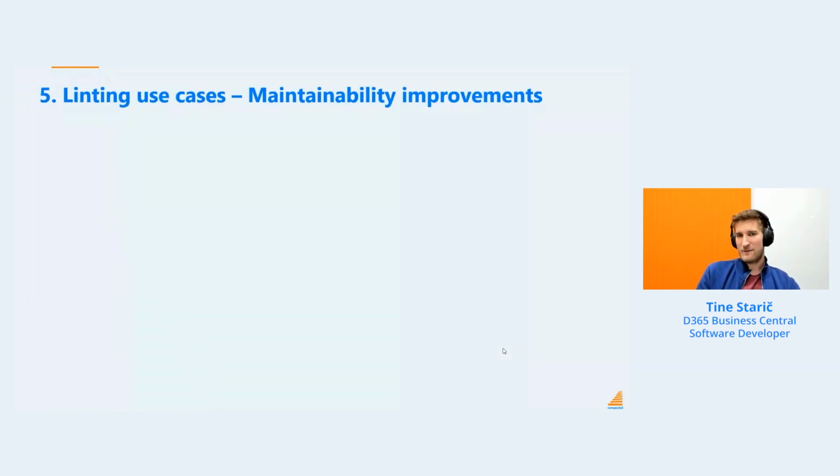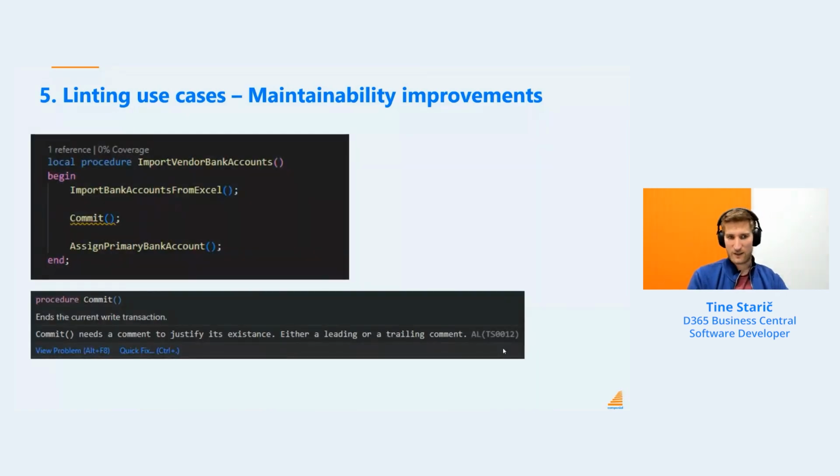Next, we have the maintainability improvements. These are especially beneficial when you have to return to your code or to somebody else's code 6 months later or 12 months later when you have no idea why something was written the way it was. The first example here is with the commit statement. Commit is quite a powerful statement, and yes, sometimes we do need to use it. But the problem is, when you come later to it, why was it used here?